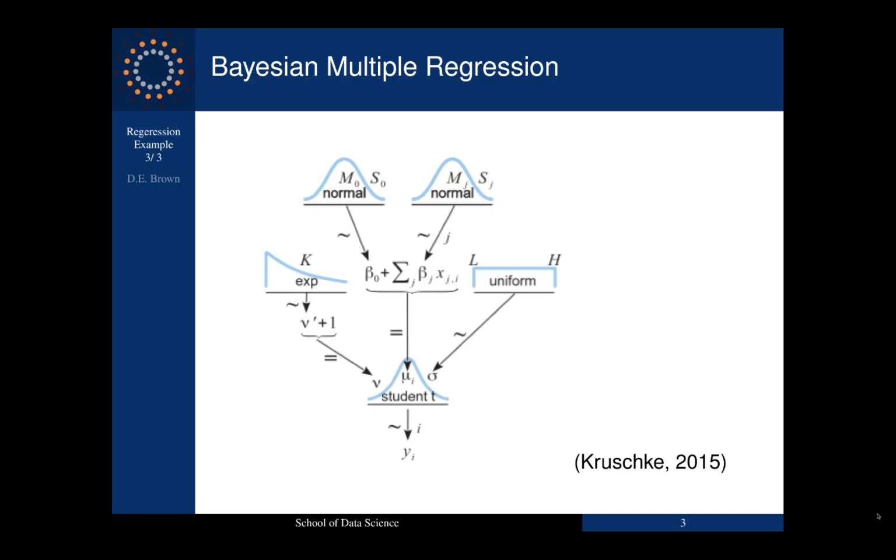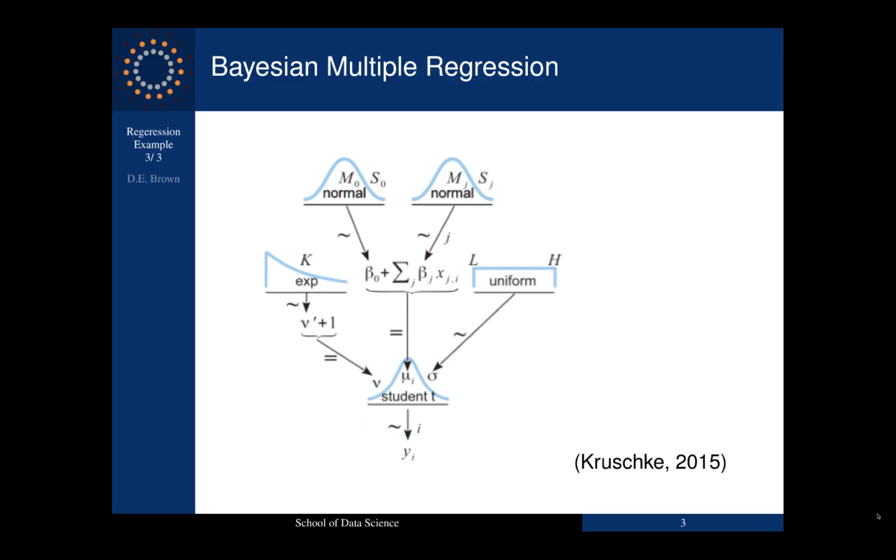We can look at this problem as a Bayesian multiple regression problem. Let's start at the bottom of this Kruschke diagram, which is a convenient way to look at it. We're going to model the likelihood here as a t-distribution. And recall that we have three parameters in the t. The nu parameter is the degrees of freedom, the mu is the location, and the sigma is the scale.